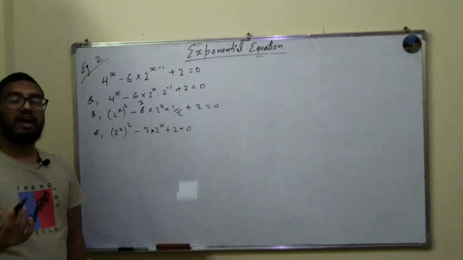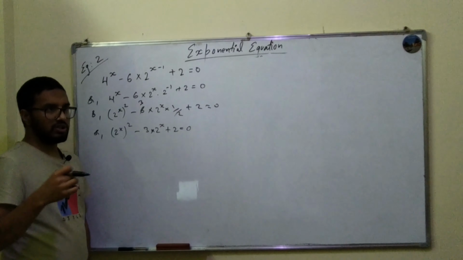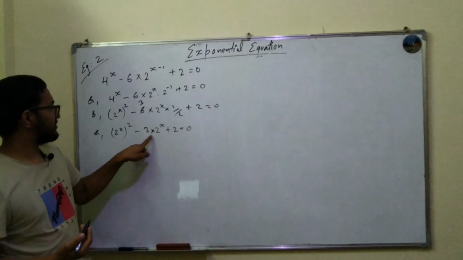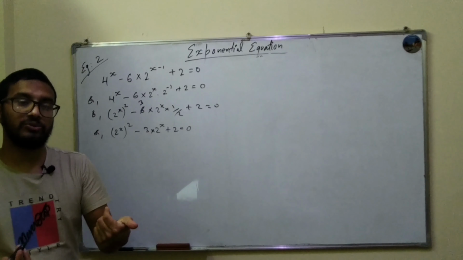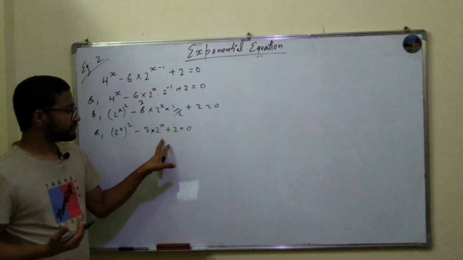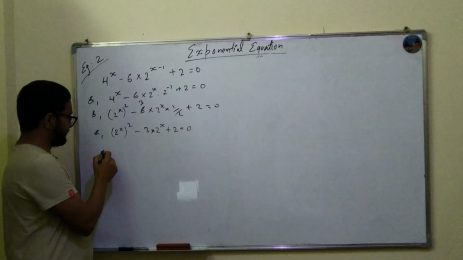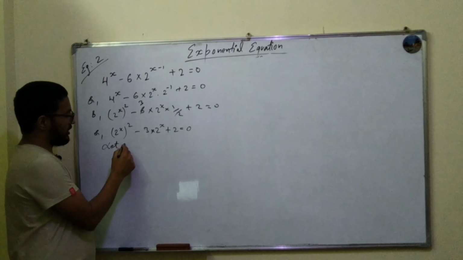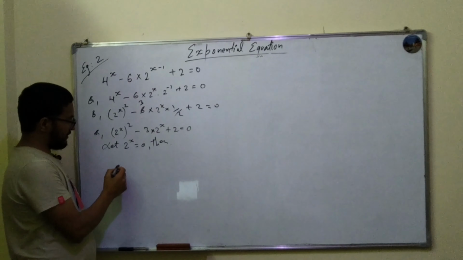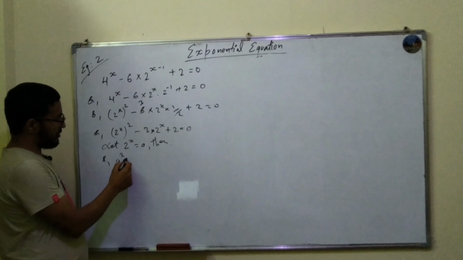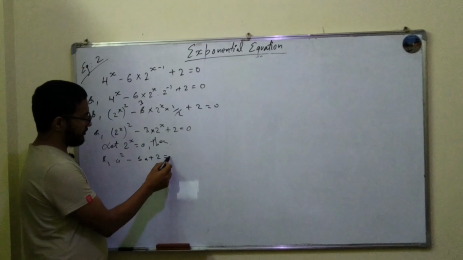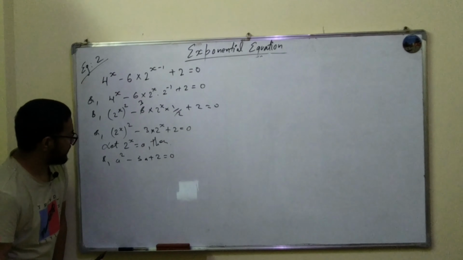So now, as you can see, let's suppose 2^x is a, okay? So a squared minus 3a plus 2 is equal to 0, right? So from there we can get the value of a, right? So let's have a look as well. Let 2^x be equal to a, then a squared minus 3a plus 2 is equal to 0, right?